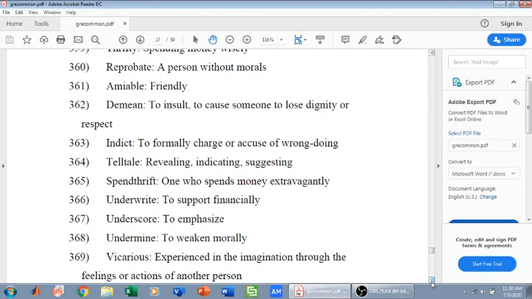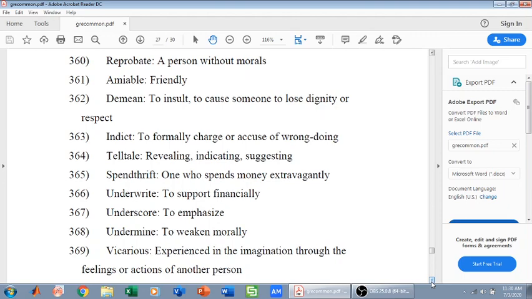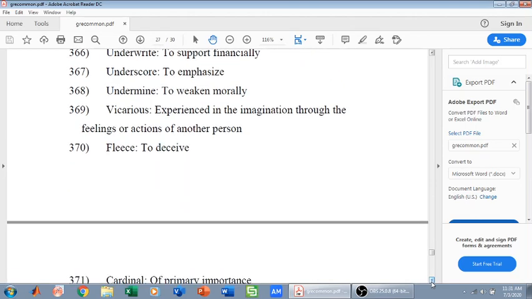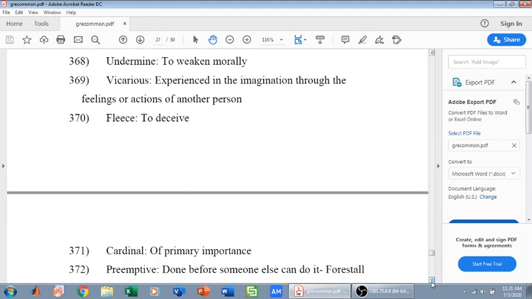Vicarious means experienced in the imagination through the feelings or actions of another person. Fleece means to deceive. Fleece is the synonym of swindle, trick, deceive. So fleece means to deceive. Cardinal means of primary importance.